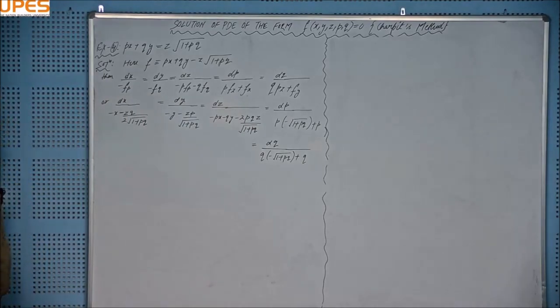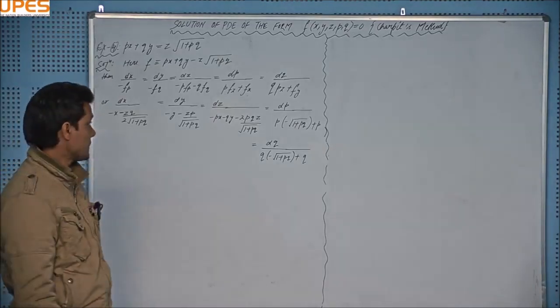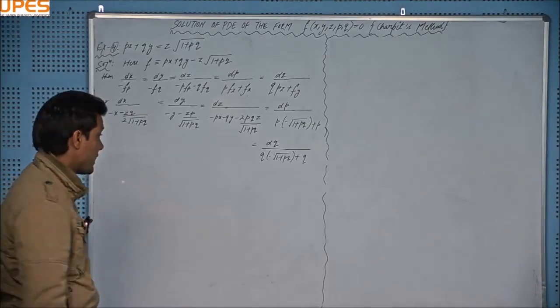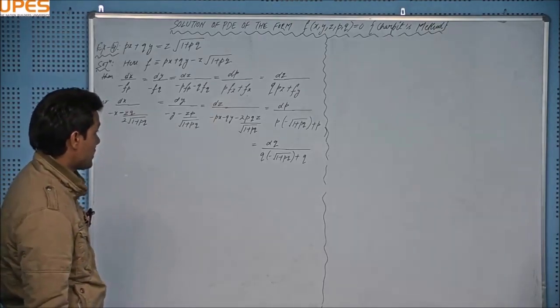So these are my auxiliary equations, and the big question is which two ratios should be taken in order to get a relationship between p and q, or p and q explicitly in terms of x and y. Let me take the last two ratios, and seeing that, these will cancel.